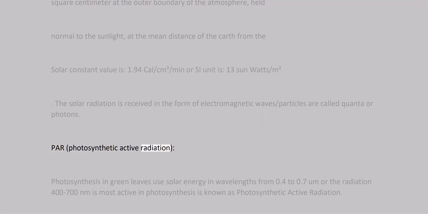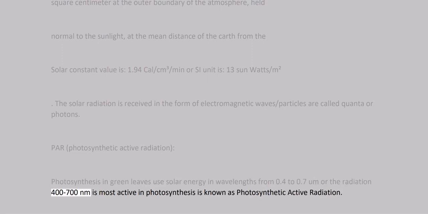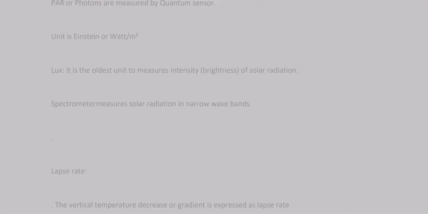PAR, photosynthetically active radiation. Photosynthesis in green leaves uses solar energy in wavelengths from 0.4 to 0.7 micrometers, or 400 to 700 nanometers, which is most active in photosynthesis and is known as photosynthetically active radiation. PAR or photons are measured by quantum sensor. Unit is Einstein or watt per meter squared. Lux is the oldest unit to measure intensity, brightness, of solar radiation. Spectrometer measures solar radiation in narrow wave bands.